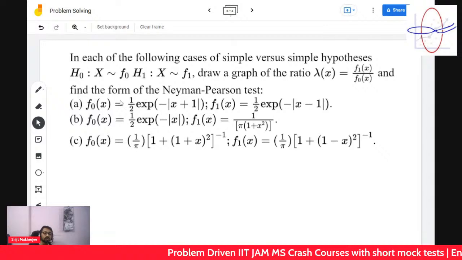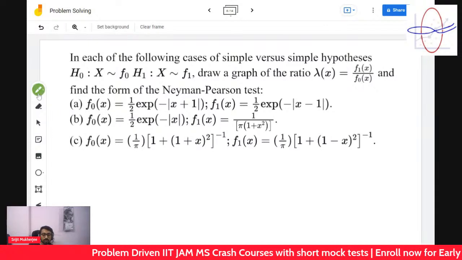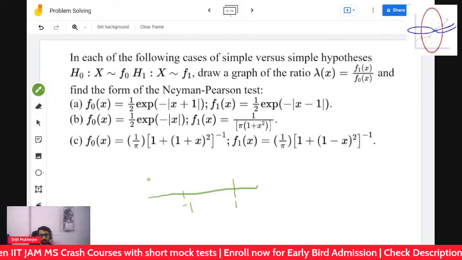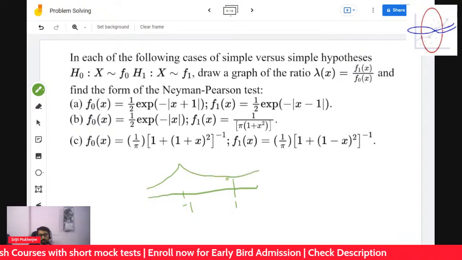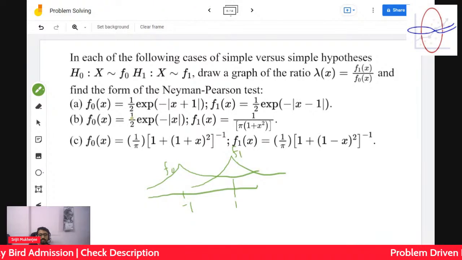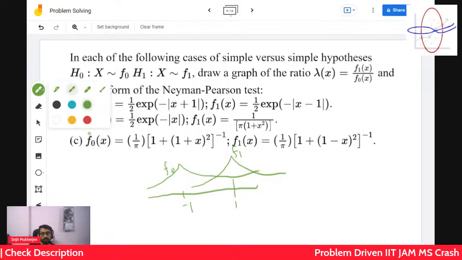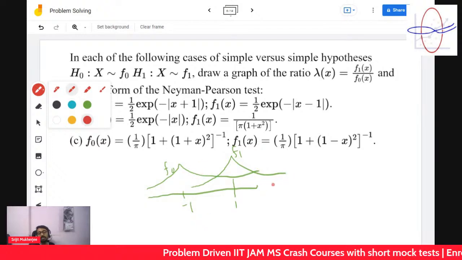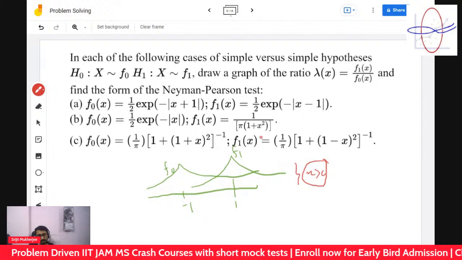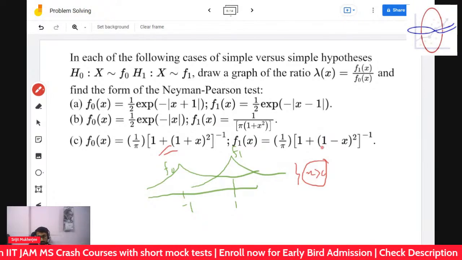When we reject f naught, let's draw this. Always draw this, okay? This is -1, this is 1. This is f naught, this is f1. So when we reject f naught, it is when x is greater than something, so the rejection region will be greater than something. Very good. That's the idea. Let's talk about this one.